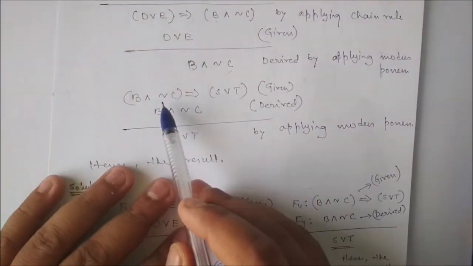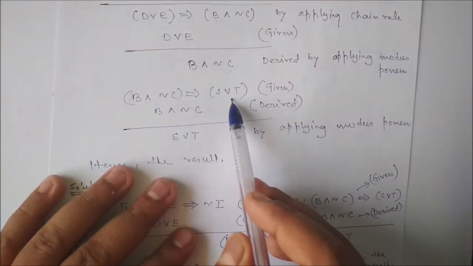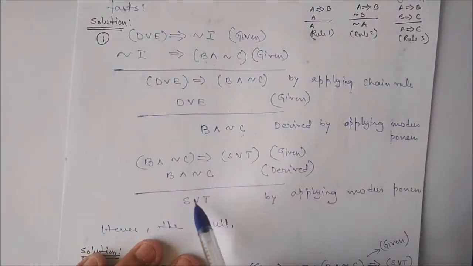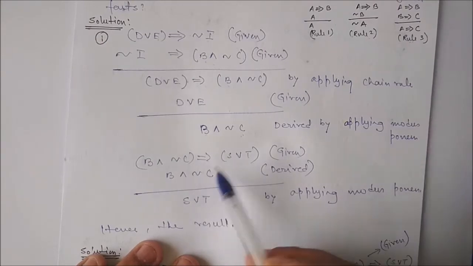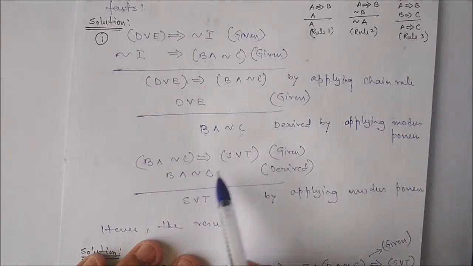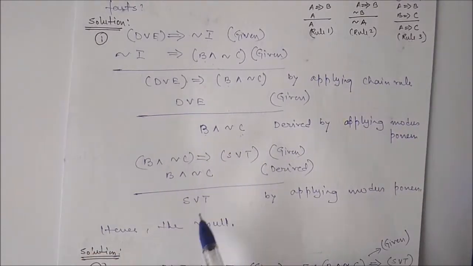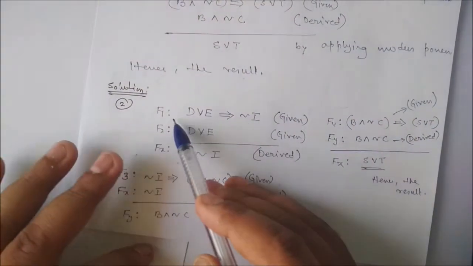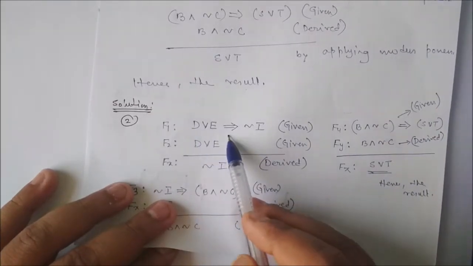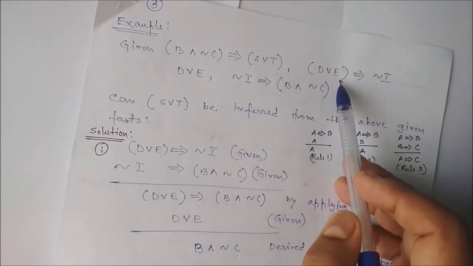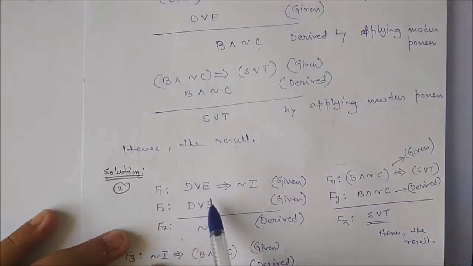B and not C implies S or T is given, and we have just derived that B and not C is true. Next we can apply rule number 1, so this implies that S or T is definitely true. Hence the result. Now we can solve it in another way. Fact number 1 is D or E implies not I, it is given. Fact number 2 is true. Fact number 3 is also true.